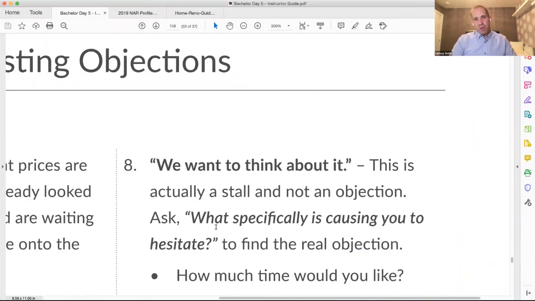"We want to think about it." Well, this is actually a stall, not an objection again. And again, we talked about what specifically is causing you to hesitate. That's what you want to try and figure out. Just like "we want to wait," we say, "we just want to think about it for now." Okay, let's talk about that.